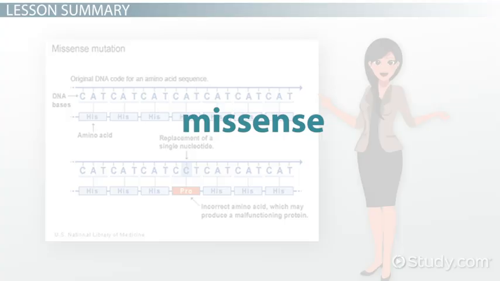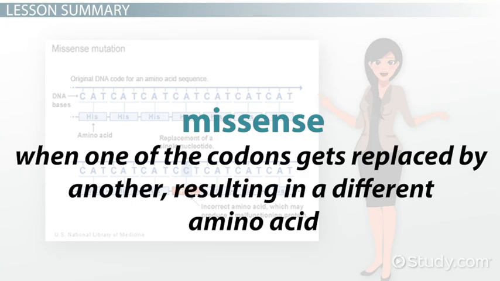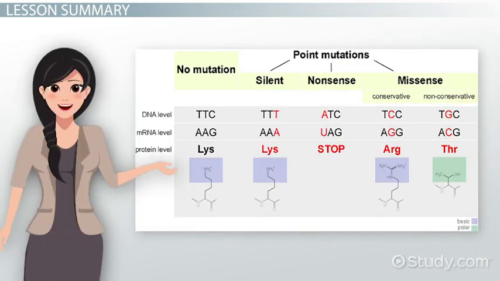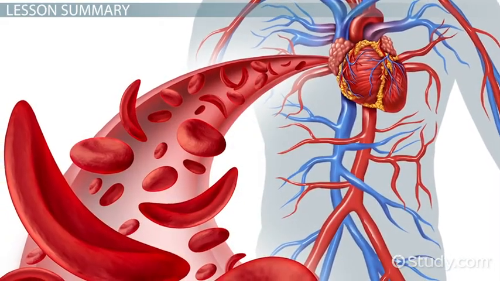Finally, a missense mutation occurs when one of the codons gets replaced by another, resulting in a different amino acid. An example here is sickle cell anemia, when a different amino acid is produced, resulting in defective red blood cells.